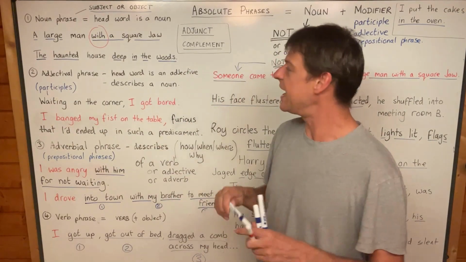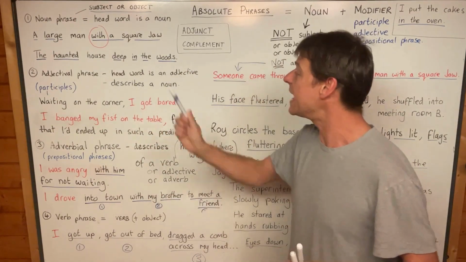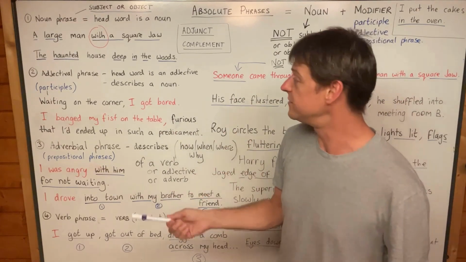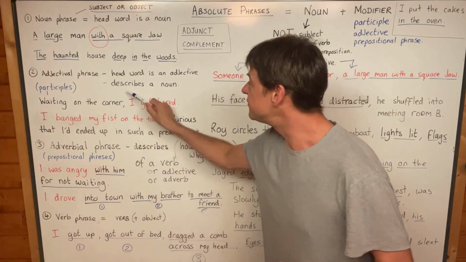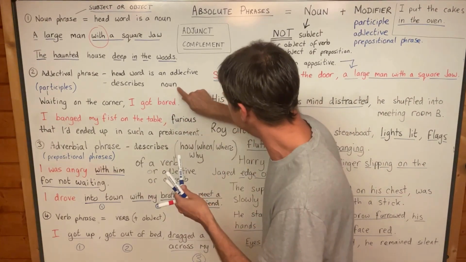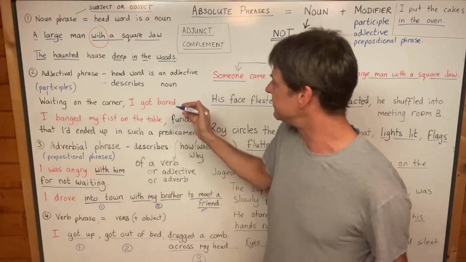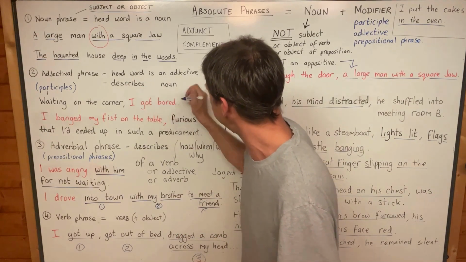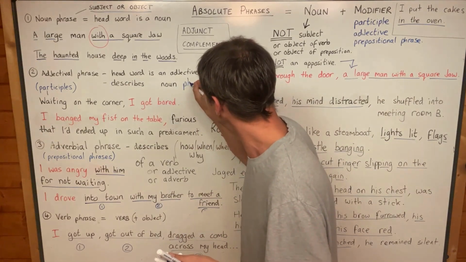Adjectival phrase is any phrase where the head word is an adjective. So in other words, adjectival phrases describe noun phrases. And I'm actually going to write that because maybe that's clearer. They don't just describe nouns, adjectival phrase describes noun phrases.